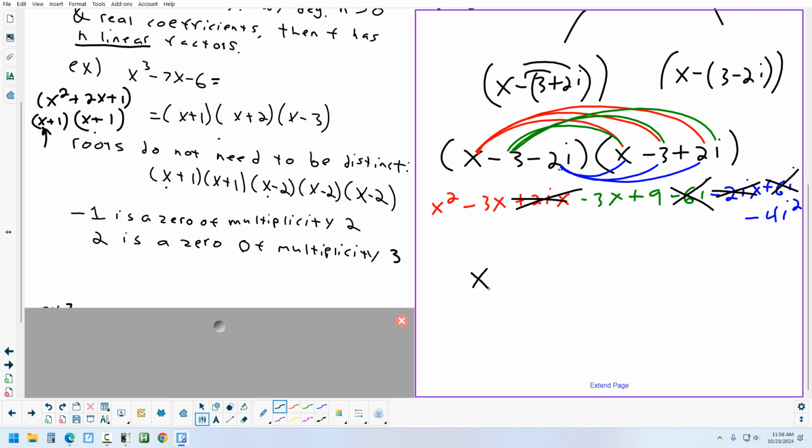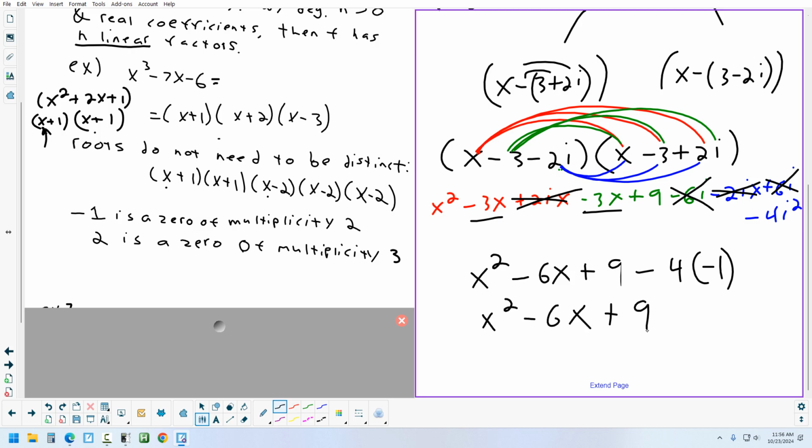So now we have x squared. What's negative 3x minus 3x? Negative 6x. Negative 6x plus 9. And now this part. What is i squared? Negative 1. And what's negative 4 times negative 1? Plus 4. So what do we get for our final answer? X squared minus 6x plus 13.